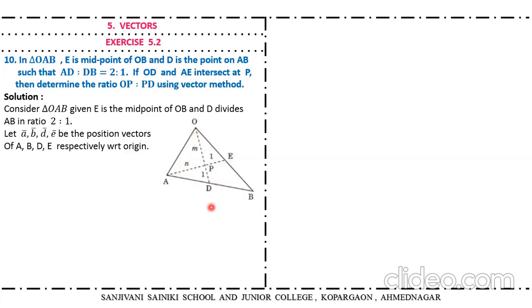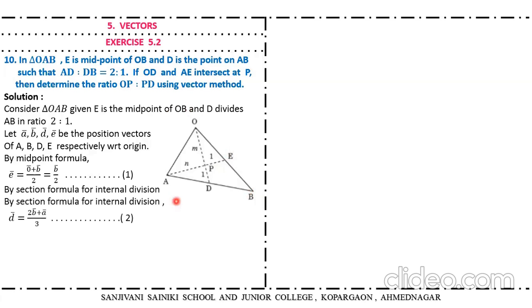Now let A bar, B bar, D bar, E bar be the position vectors of the points A, B, D, E respectively. Now, by using the midpoint formula, E bar is equal to (O bar plus B bar) upon 2, that means B bar upon 2. Also, by using section formula for internal division, as D divides AB internally in the ratio 2:1, D bar is equal to (2B bar plus A bar) upon 3. Equation number 2.